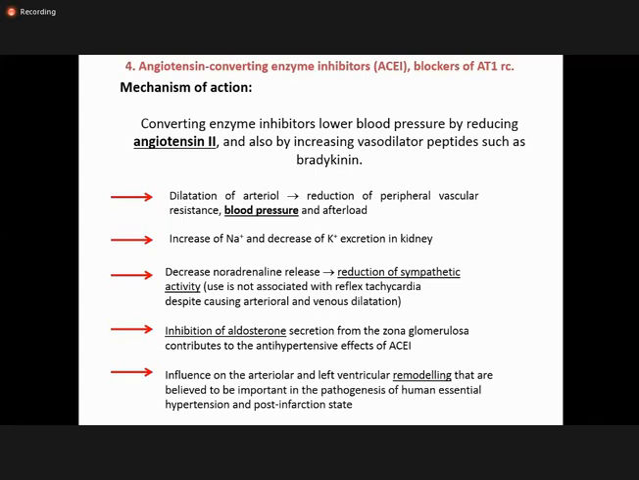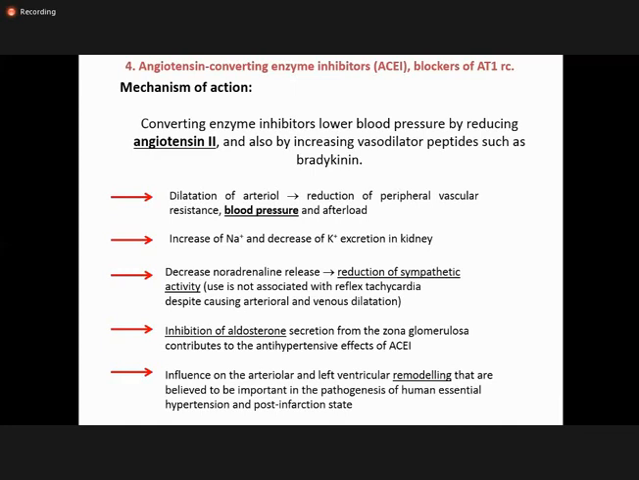Converting enzyme inhibitors lower blood pressure by reducing angiotensin 2. It's the main key mechanism. And also by increasing vasodilator peptides such as bradykinin, causing dilation of arterioles, reduction of peripheral vascular resistance and blood pressure, and also increased sodium excretion, but decreased excretion of potassium. Why is it important? Why am I focusing on this point?